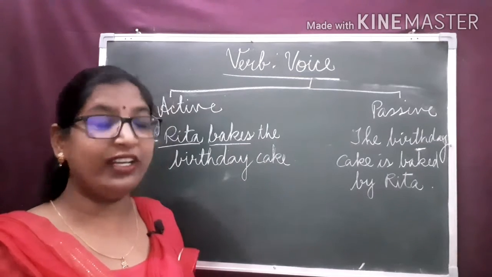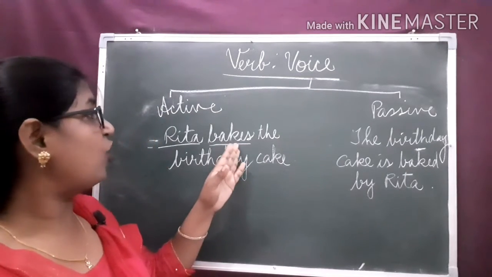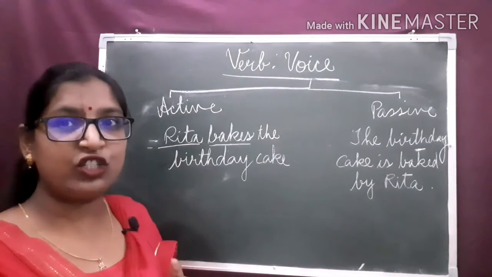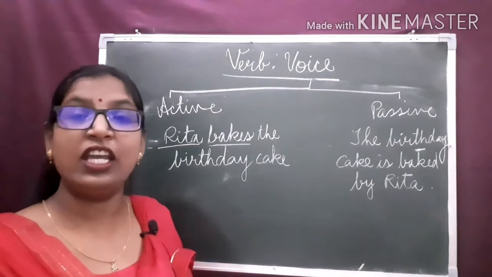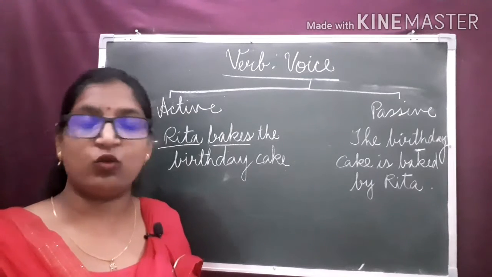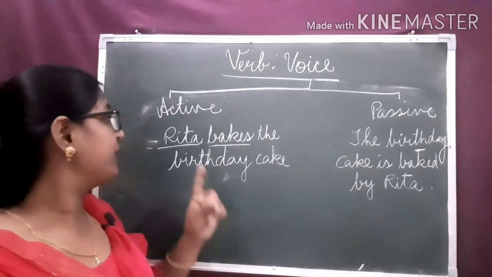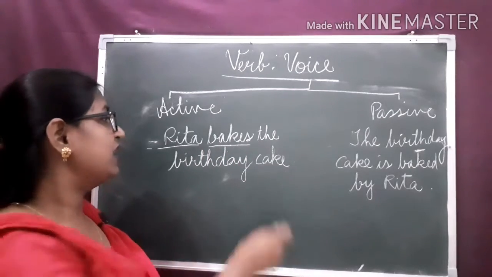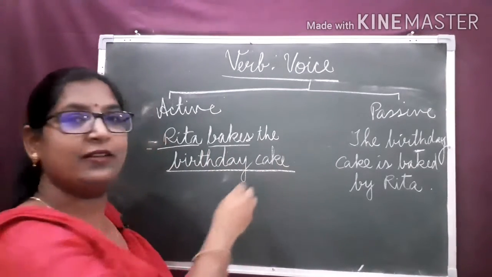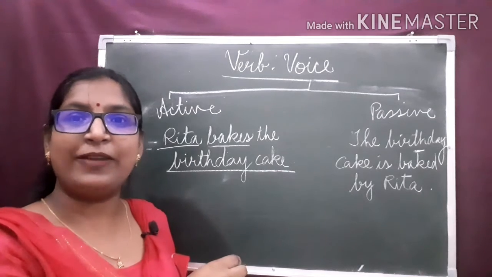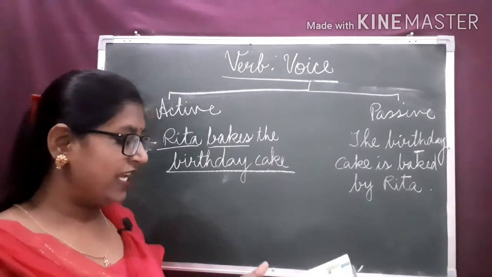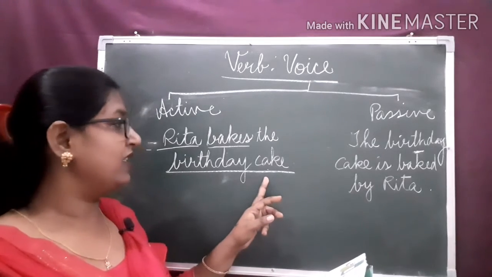And dear children, we can see the object of the verb. What is the object of the verb? I have taught you the way of finding out the object by asking the question what or whom. Rita bakes what? The answer we get is the birthday cake. So, birthday cake is the object.